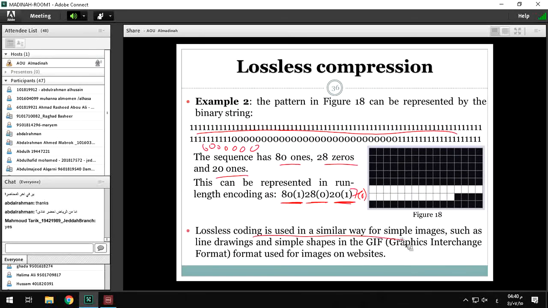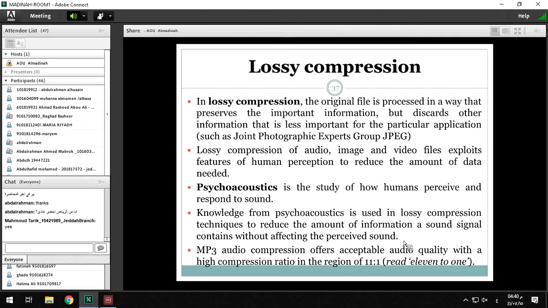Lossless coding is used in a similar way for simple images such as line drawings or simple shapes, like GIF, graphics interchange format, used for the images on websites. So all GIF images and drawing images use this lossless compression technique. Okay. So this is about the lossless compression technique.